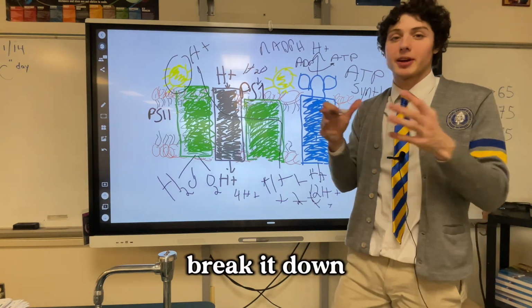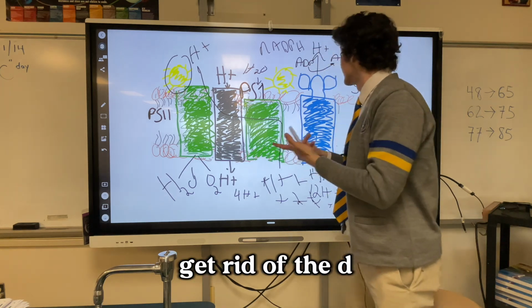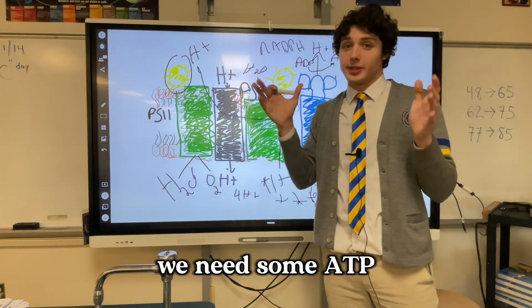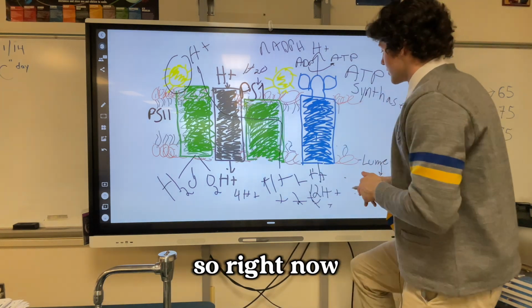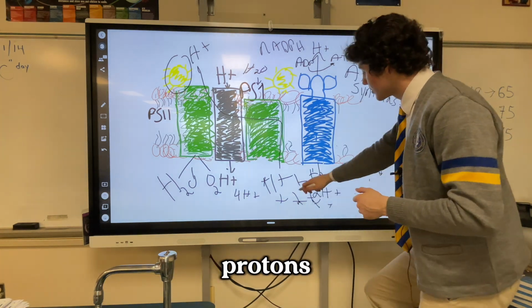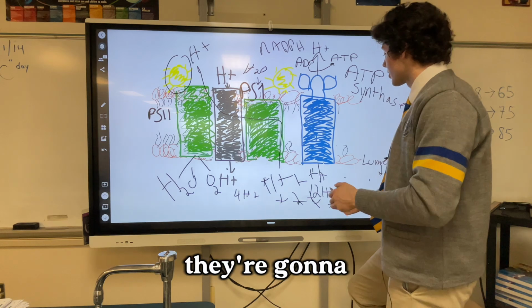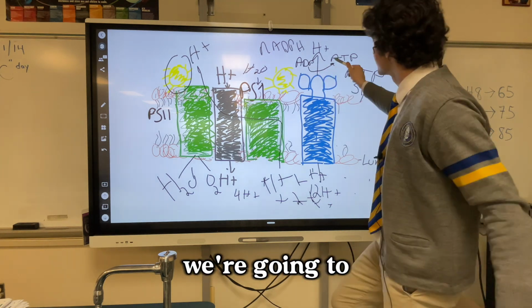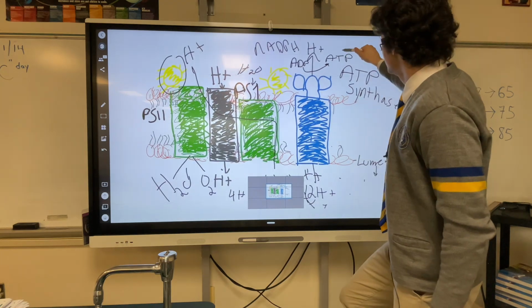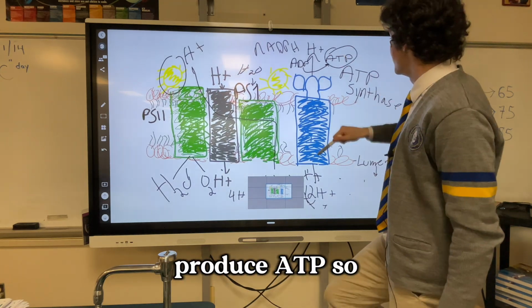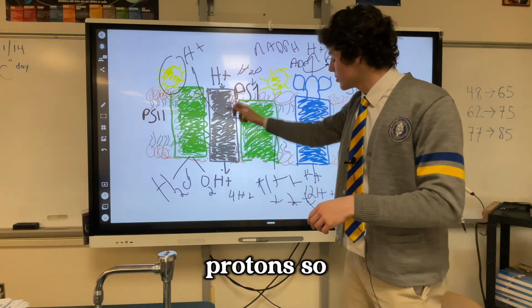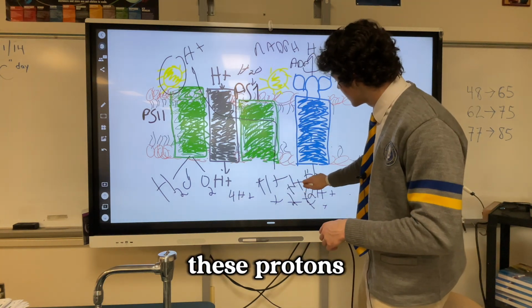We need to simplify it. We got to break it down. We got to get rid of the N. We got to get rid of the D and the P. We need ATP, okay? That's what we need. That's what everyone needs. We need some ATP in here. So right now what's happening is all these protons are down here. These protons with a positive charge, they're going to come up through this ATP synthase, and every time they do that, we're going to produce ATP. So we're producing ATP now. And that's why we need those protons. So that's why it's important these protons are down here.